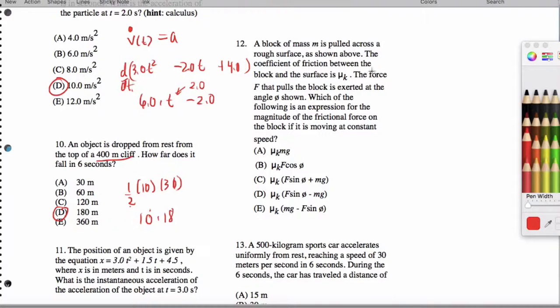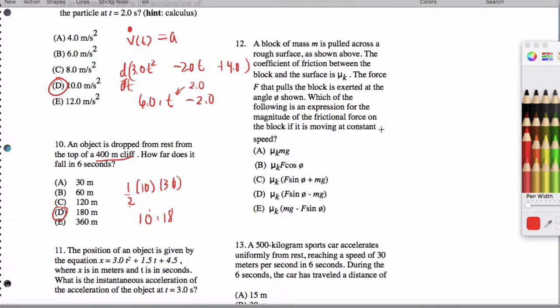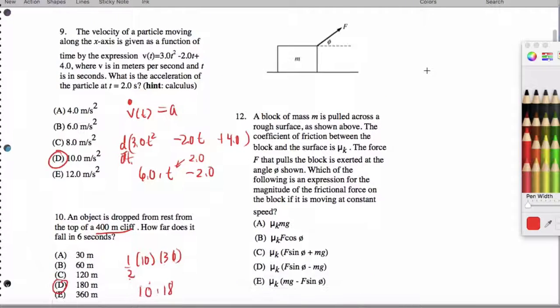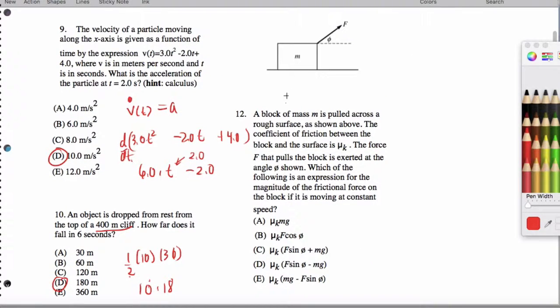All right, number 12. A block of mass m is pulled across a rough surface as shown above. Let's get a free body diagram on here. For our free body diagram, we've got F, we've got the weight, which I'm going to call mg, this is going to be friction, and we've got a normal force.